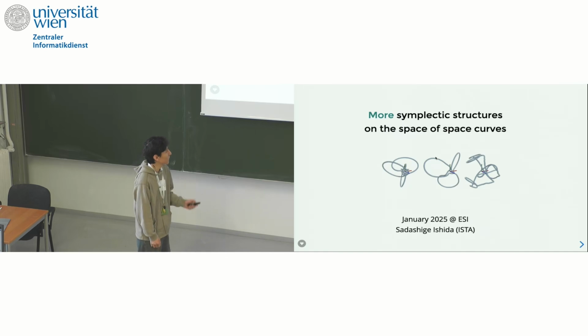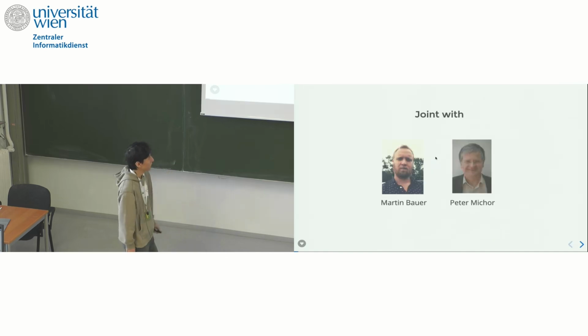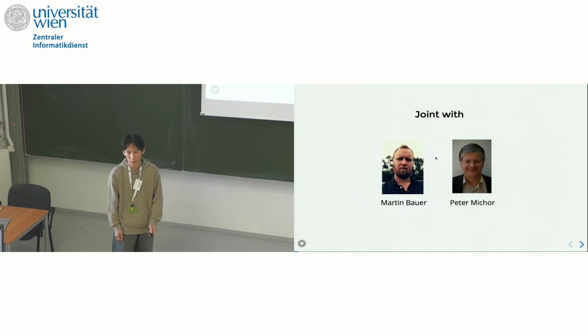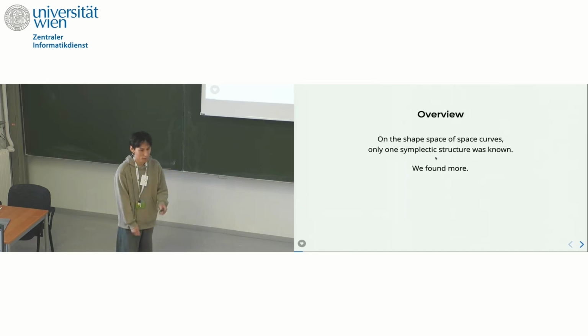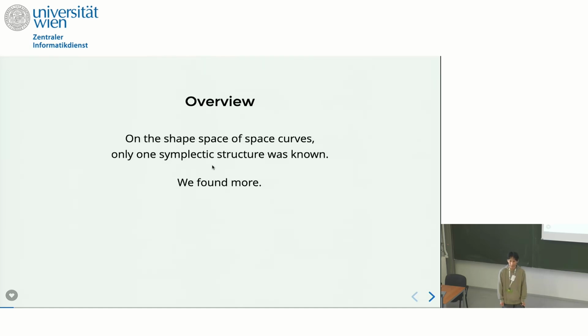So, I'm talking about spacecurves. And this talk is based on joint work with Bauer, who is coming to this workshop next week, and I'm here then. The overview: on the space of space curves, there's only one symplectic structure known. This time, we find more. I want to explain how we do it. I also want to share with you the resulting Hamiltonian dynamics out of these new symplectic structures on the space of space curves.